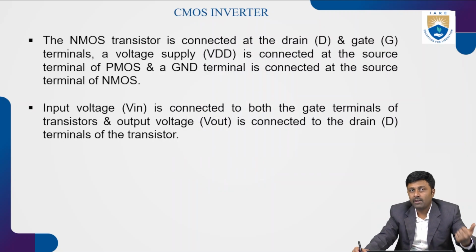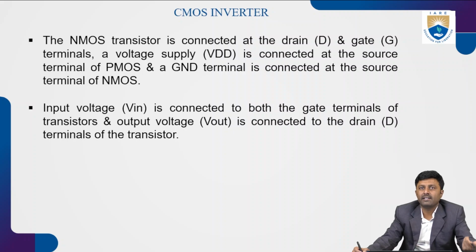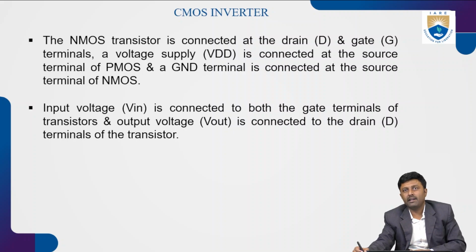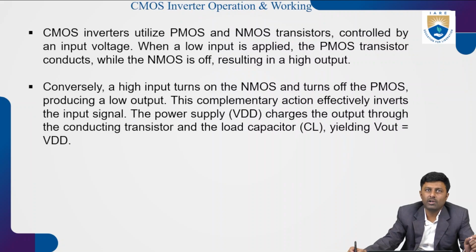Okay, so the same thing whatever I explained, the NMOS transistor is connected at the drain and the gate terminals, the voltage of VDD is connected to the source, as you can see in the figure, and the GND, that is the ground, is connected to the source of NMOS. The CMOS inverter utilizes PMOS and NMOS transistors, controlled by an input voltage. When a low input is applied, the PMOS transistor is on, and vice versa.